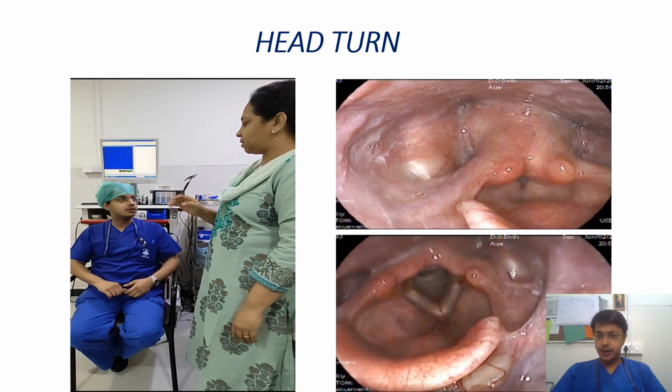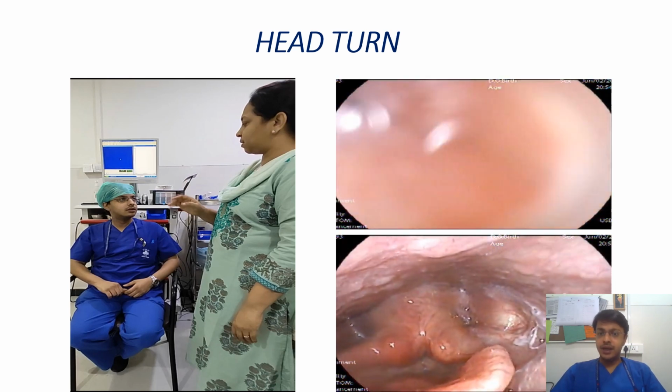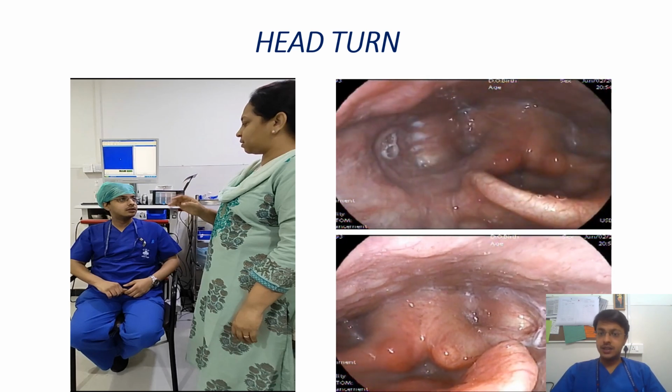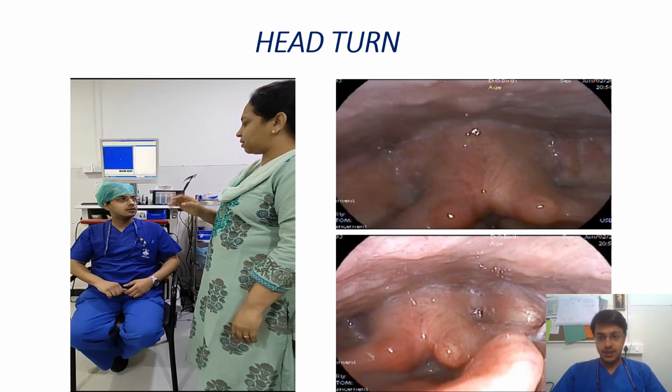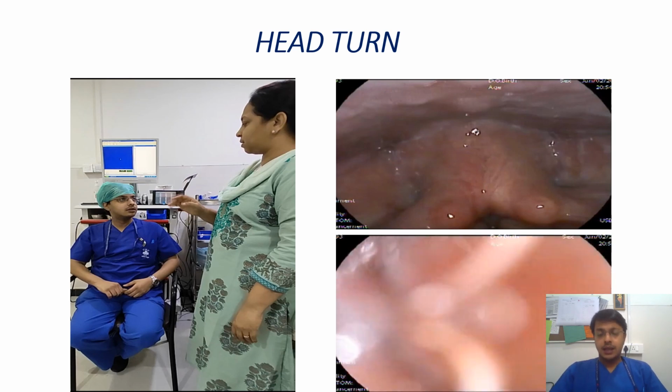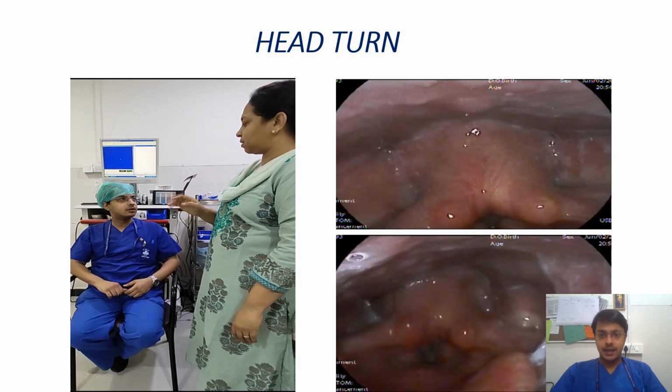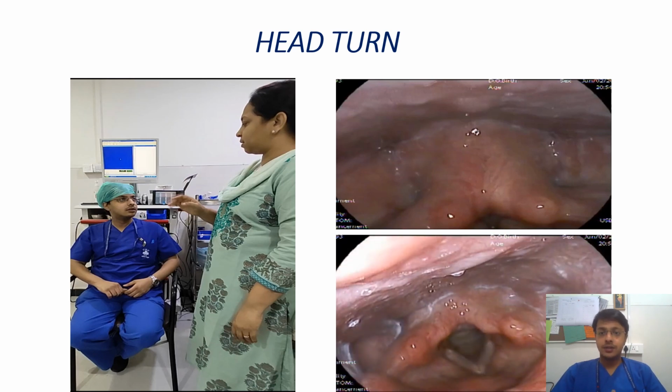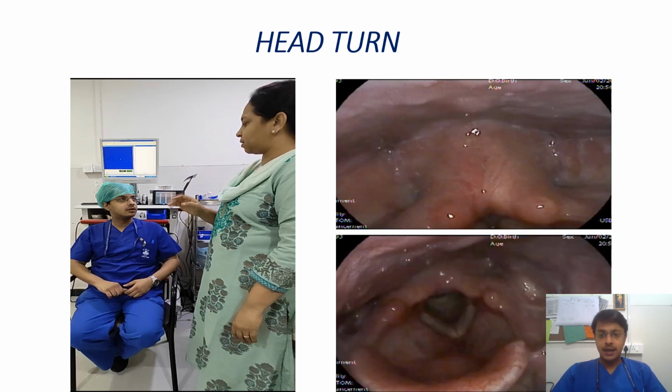Whereas in the video below, the head is being turned to the right, which leads to the opening of the left piriform sinus. The idea is to turn the head to the side of the vocal cord weakness so that that particular piriform sinus closes and most of the feed is directed towards the strong side. This prevents aspiration in the patient.